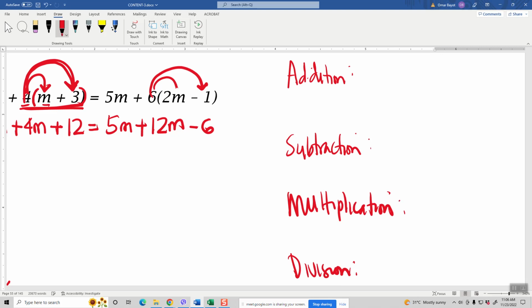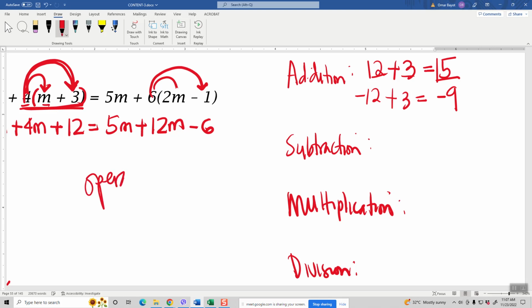Okay. Now the rules here is that, let's say addition, 12 plus 3 equals 15, sorry. We also have negative 12 plus 3 equals negative 9. Okay, let's start. 12 plus 3, very easy to add. No problem. Okay? They share a common sign. So take note what is the difference between operation and sign. I hope you understand this one.